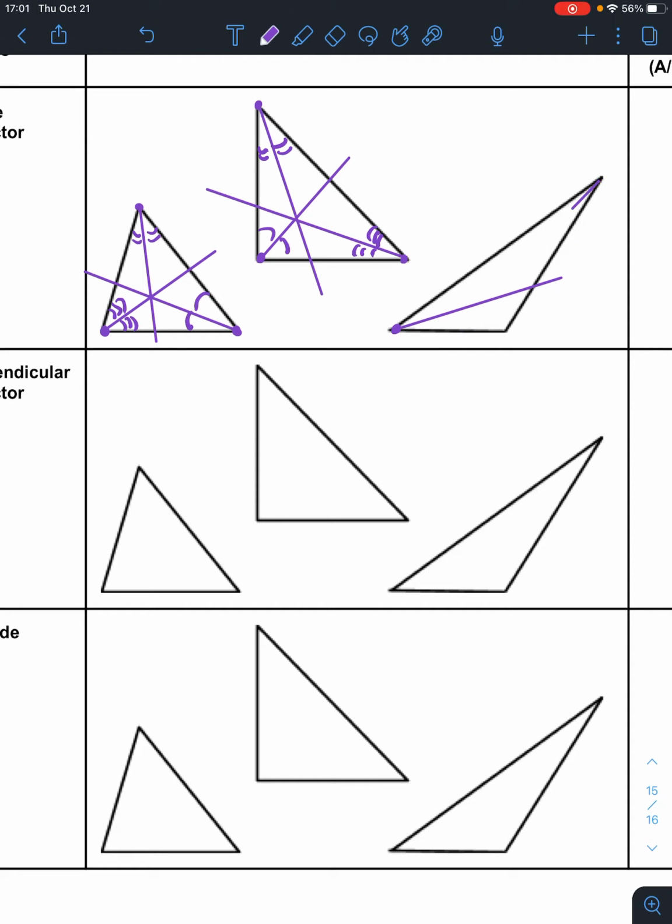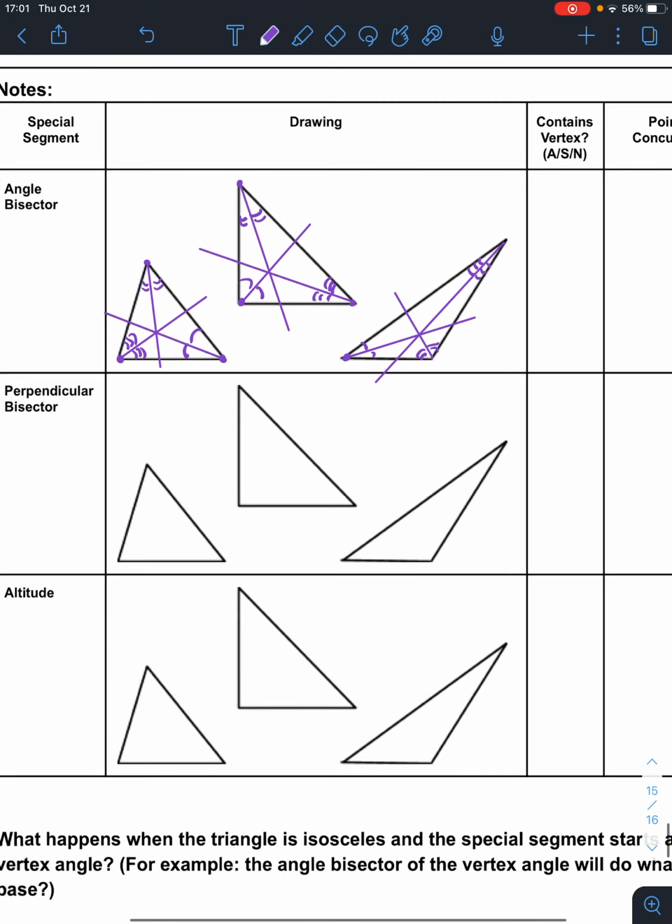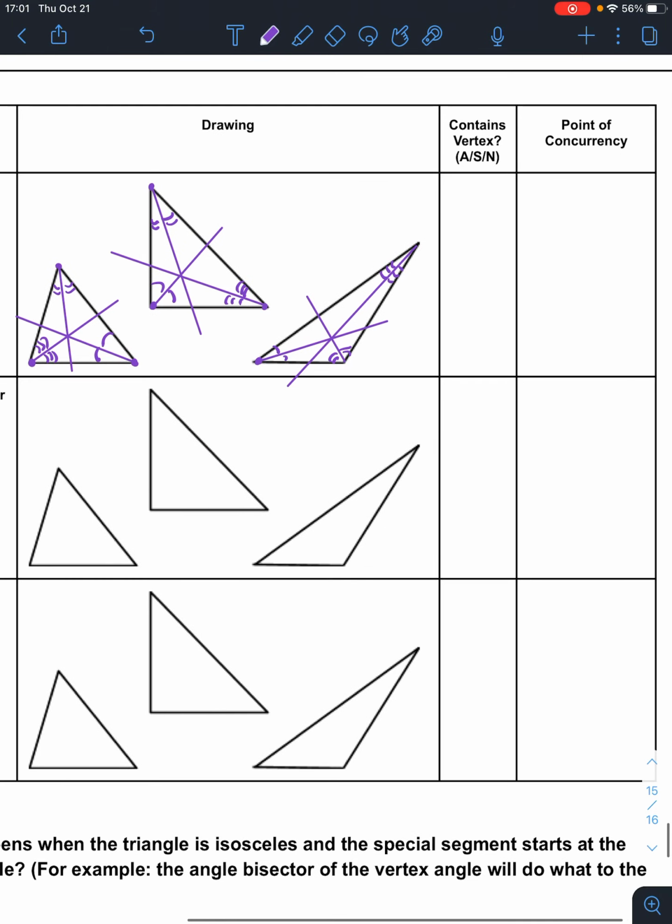Oh, that one didn't go very well. So we come out here, bisect that angle, and then start here at this angle, and I'm going to cut it in half. Now, similar to the median, what you notice is that all of these angle bisectors have a point of concurrency. Remember, that point of concurrency is where all the lines intersect. They all intersect right here inside the triangle. The point of concurrency is called the incenter.